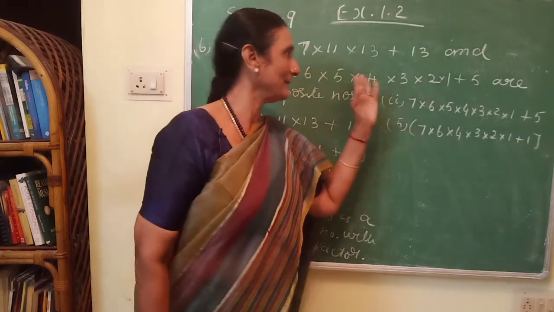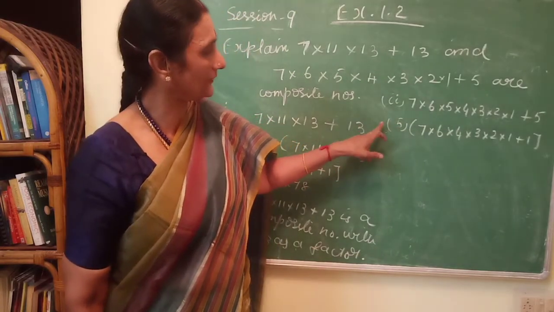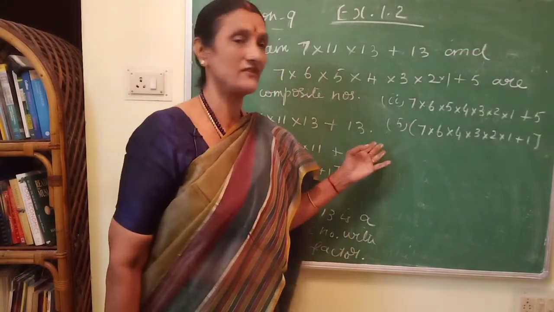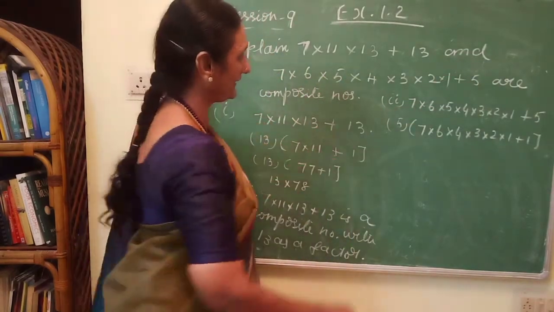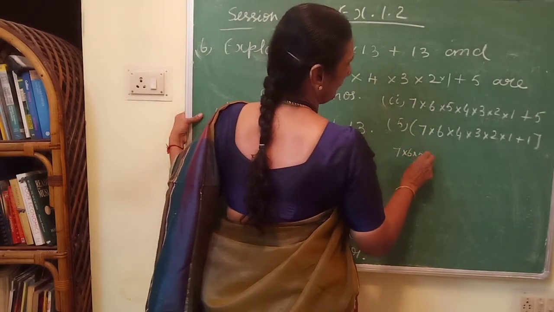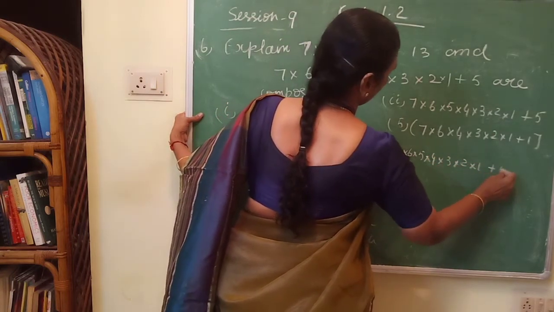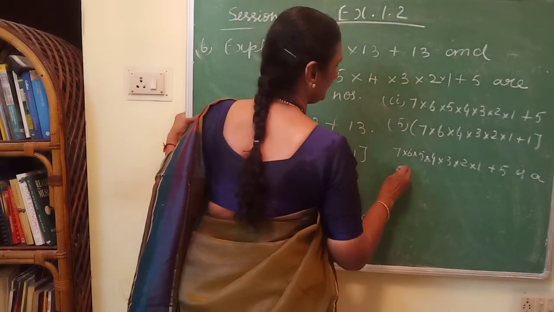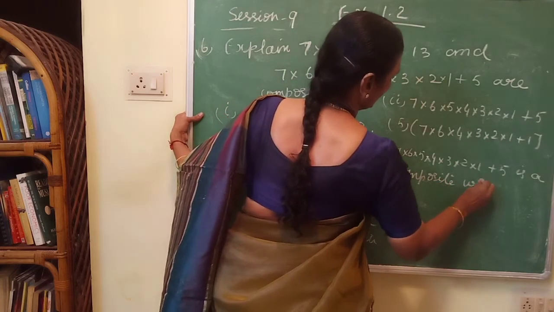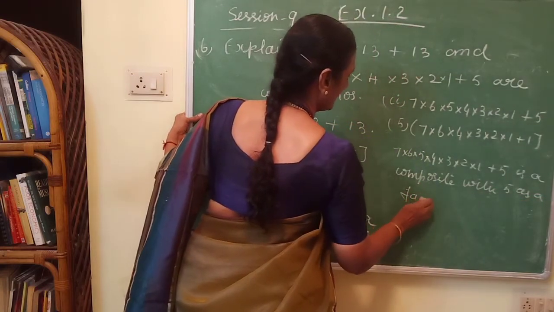Therefore, you don't even have to multiply and write. Simply if you are able to write 5 times some number, that means for the whole number 5 is a factor. Therefore you are concluding that the second subdivision number, namely 7 into 6 into 5 into 4 into 3 into 2 into 1 plus 5, is a composite number. A composite number with what as a factor? With 5 as a factor. You have to conclude like this. This is enough for you.